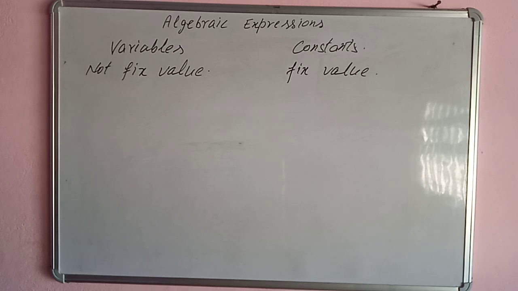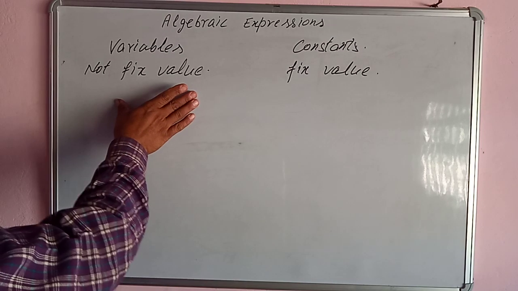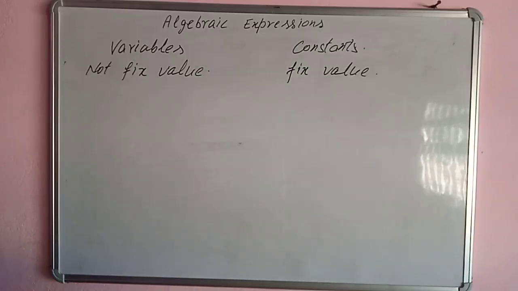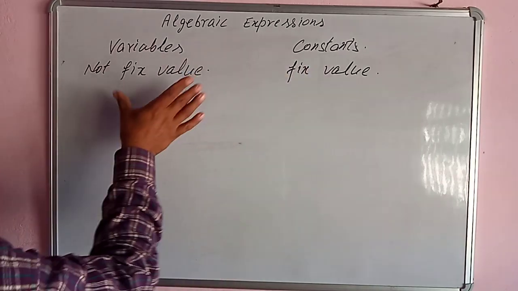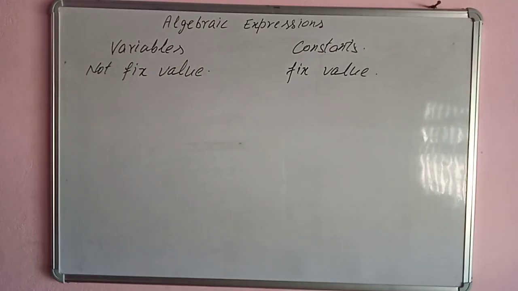So this is the difference between variables and constants. A constant has a fixed value, but a variable does not have a fixed value. So what is the definition? A quantity which does not change its value is called a constant. It means we cannot change the value of a constant, but a quantity which changes its value is called a variable.